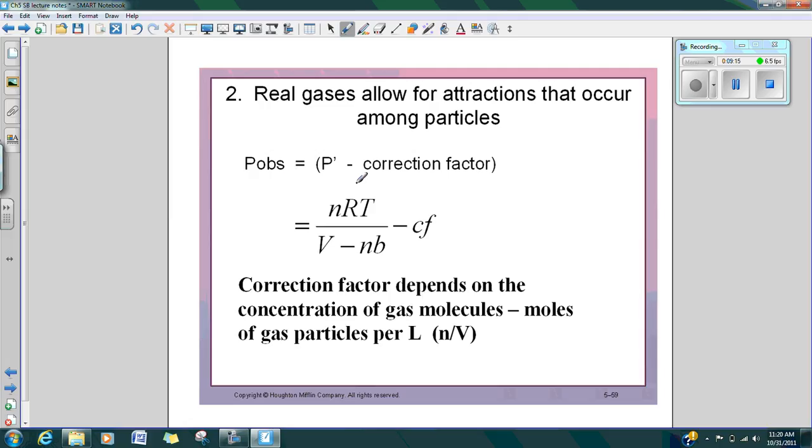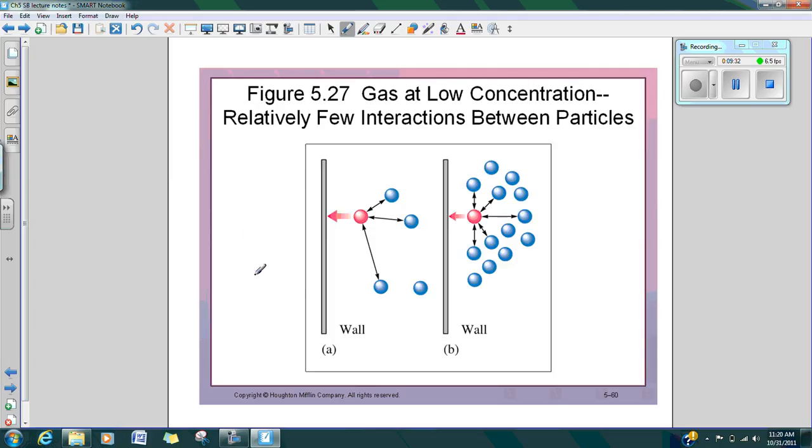We say that they're zero. So the pressure observed is going to equal our initial pressure that we think it's going to be, minus this correction factor. The correction factor depends on the concentration, because the amount of interaction is going to depend on the concentration. I didn't say this is going to be easy. There's a lot of correction factors that have to go on here. Thankfully, we aren't going to do much with these. This is the only thing that we really need to take a look at. In a gas at low concentrations, there are relatively few interactions. That should make sense to you.